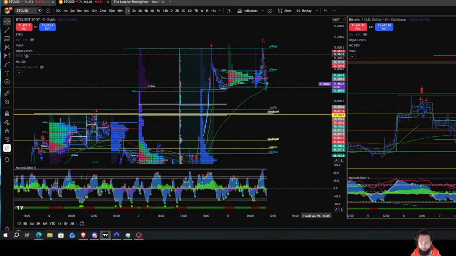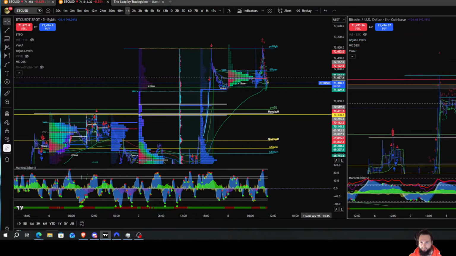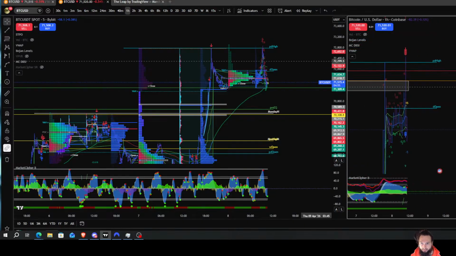I already took profits. As I said, I took 5 Bitcoin off the trade, and then I set my stop loss here, as you can see.